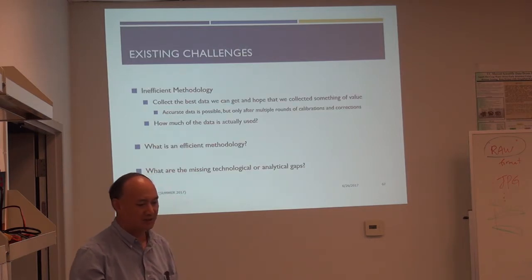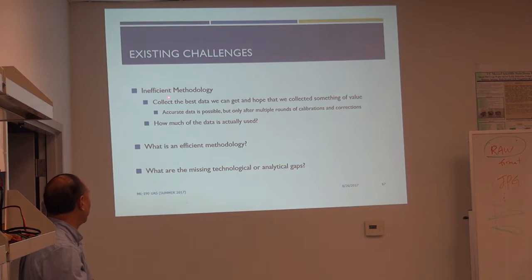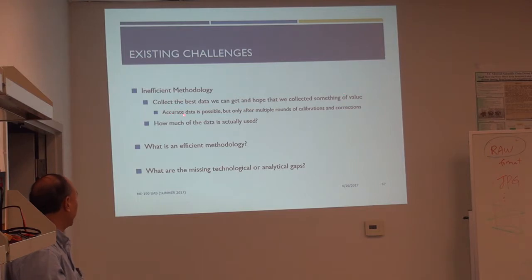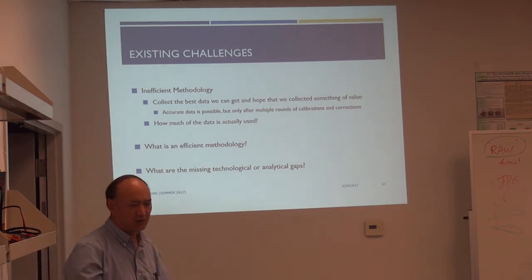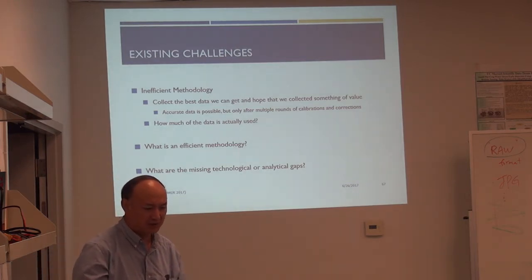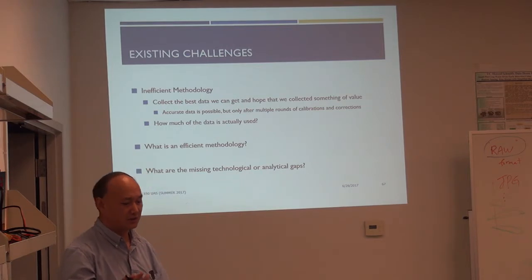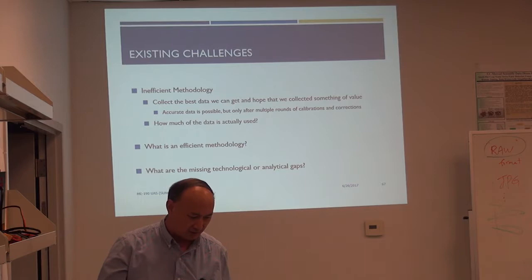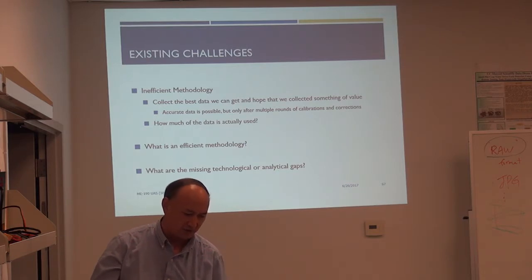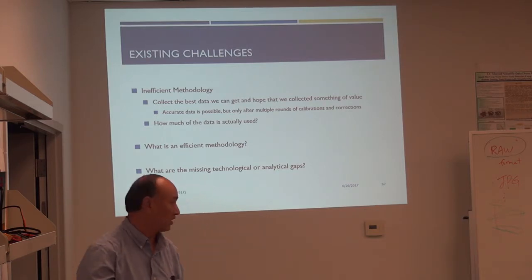The next step is about challenges. Inefficient methodology: collect the best data we can get and hope that we collect something of value. Accurate data is possible, but only after multiple rounds of calibration and correction. So there is a lot of trial and error. How much of the data is actually used? So what is the efficient methodology? What are the missing technological analysis gaps?